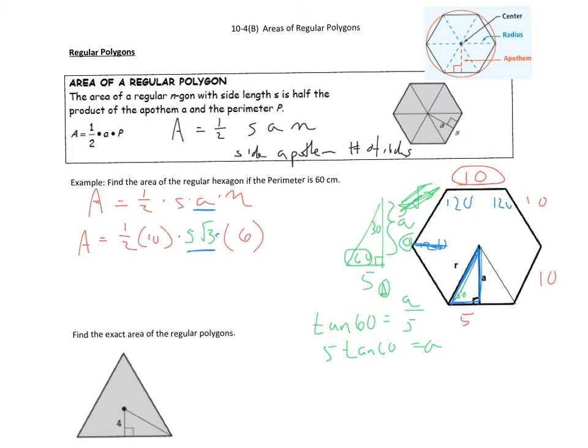So now I do 1/2 times 10 times 6 times 5 times the square root of 3. And I'll get 259.81. This is centimeters, so it'll be centimeters squared. So that's my answer to question 1.